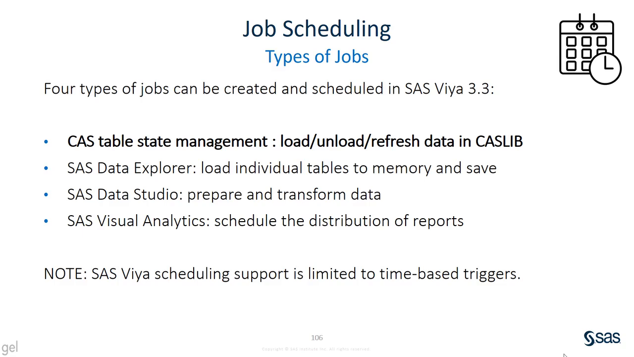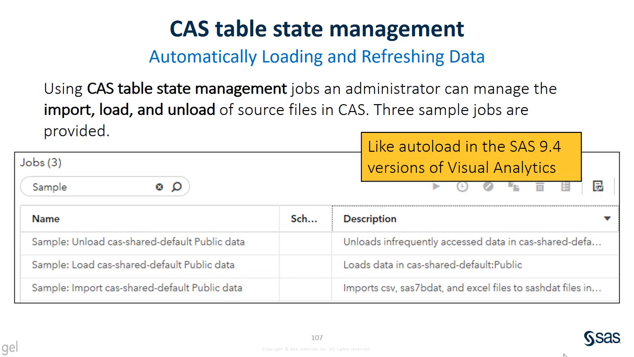And then if you remember back to yesterday morning, Terry also described another set of jobs that are like stored processes in Viya 3.4, so that's another set of jobs that we have. In this section, we're going to look at this specific type of job, the CAS table state management jobs. Using these jobs, an administrator can manage the import, load, and unload of data in CAS. Kind of like autoload was in SAS 9.4, right? This is our new version of autoload that lets us periodically refresh or load data in memory.